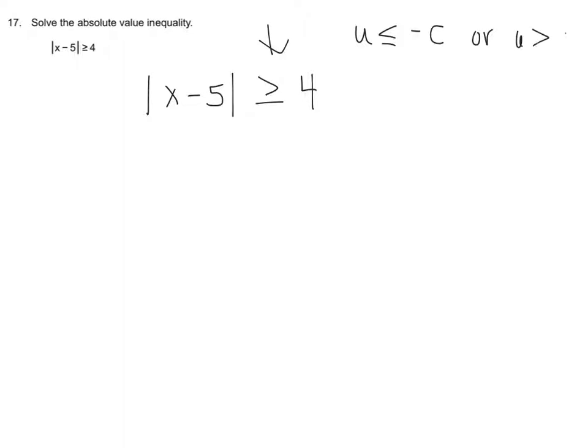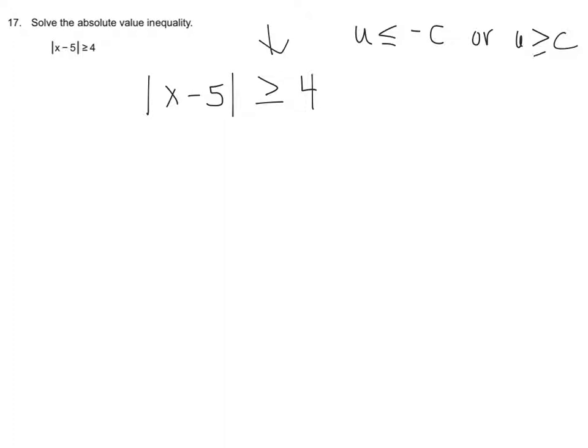Solve the absolute value inequality. The absolute value of x minus 5 is greater than or equal to 4. Now my sign is greater than or equal to. When I have the absolute value greater than or equal to, I'm going to set the equation up as u is less than or equal to negative c, or u is greater than or equal to c.